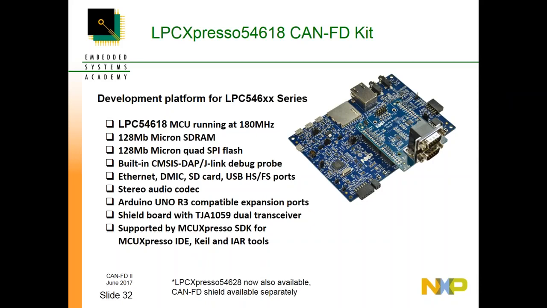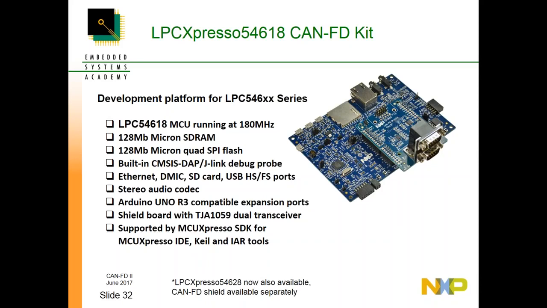Within the family of the 546XX series, there are parts that are enabled with CAN-FD. This is the kit that Olaf and his team have been developing with. It takes the standard 54618 MCU running at 180 megahertz. That board is fitted with a whole range of different interfaces, so you can do bridging between CAN and a whole bunch of other standards as well. I won't run through all of them here, but you can see there's plenty of flexibility there. We use the expansion connectors to add on a CAN-FD transceiver, and that's another NXP device, a TJA1059.